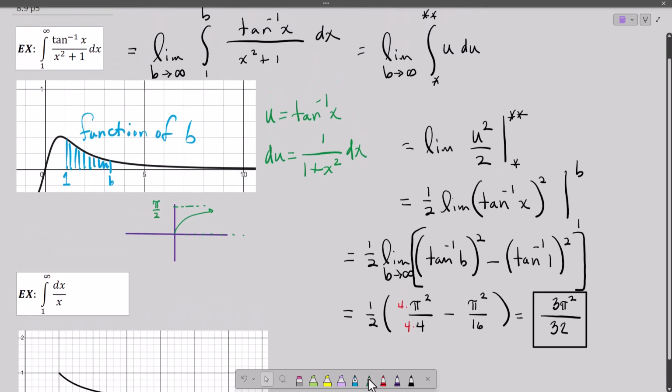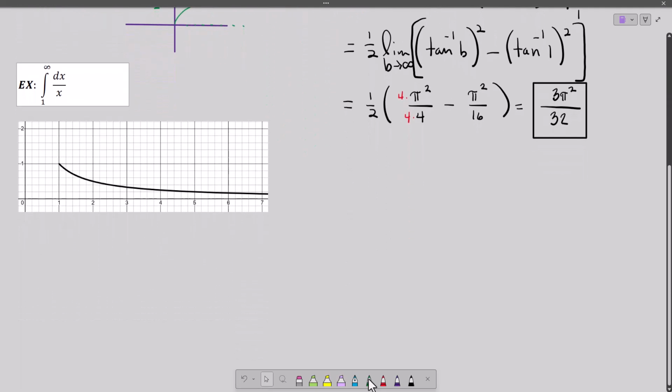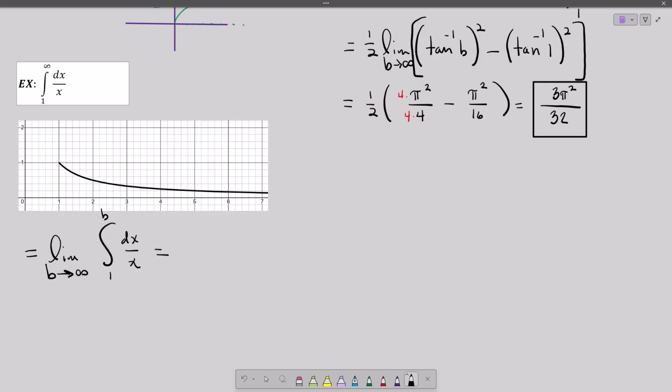All right, so our intuition, denominator's power was a 2. That gave us convergence. Let's look at one where the denominator is 1. See what happens. So we have the limit, again, as b goes to infinity, integral 1 to b, and this is dx over x. And what's the integral of 1 over x? ln of x. So we get ln of x from 1 to b.